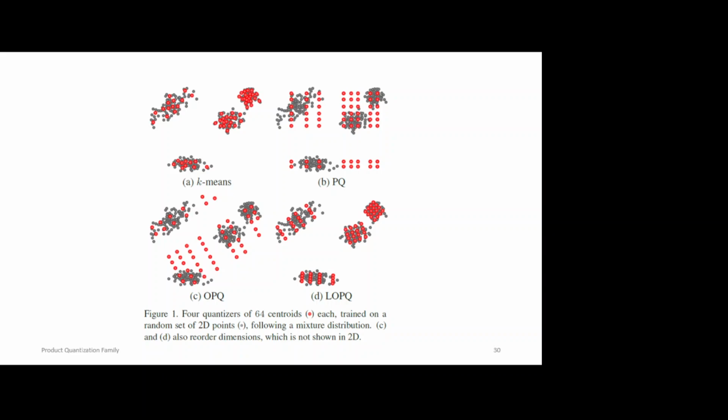And in figure B is the PQ. So remember PQ? You can see here, because it's 2D data, we just divide the space into 2 dimensions. This is the x dimension, we apply 8 k-means. And along the y-axis, we also apply 8 k-means. In total, we have 8 by 8, totally 64 cluster centroids here.